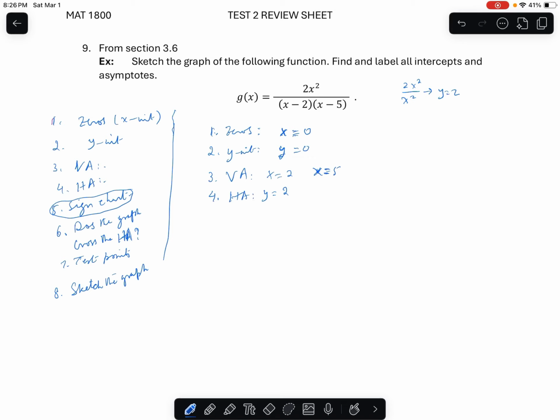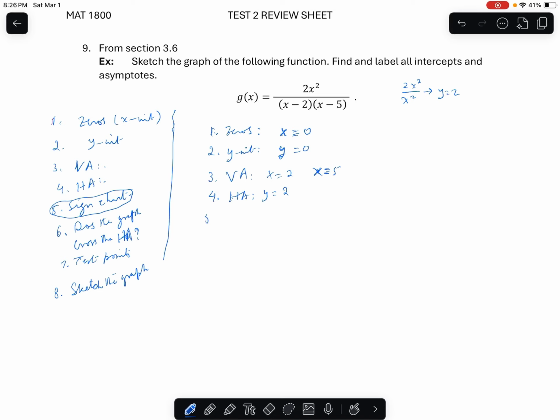Now note, there will always be only one HA if there is one. There can be more than one VA, there can be zero VA, but there cannot be more than one HA in case of these rational functions.